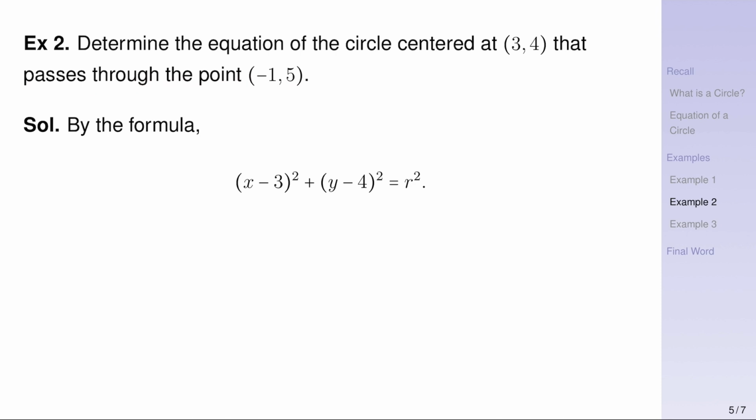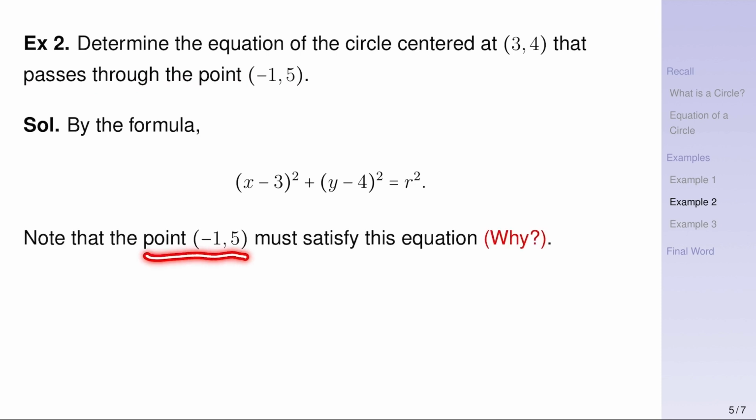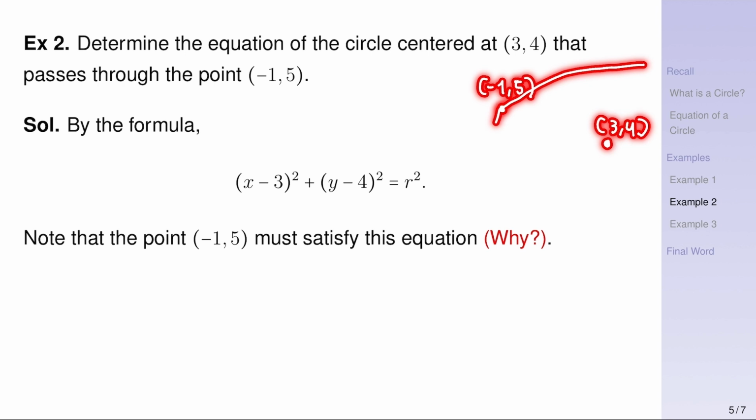Well, take note that the point negative 1, 5 must satisfy this equation. And why is that? Well, let's see, we have the point negative 1, 5 out here and the point 3, 4 out here. By definition, negative 1, 5 must pass through the circle. So that means that we'll have something like this. It doesn't really look like a circle, but assume that this 3, 4 is the center. So by definition, we know that this one is r.